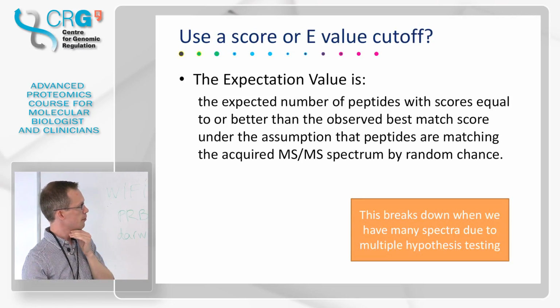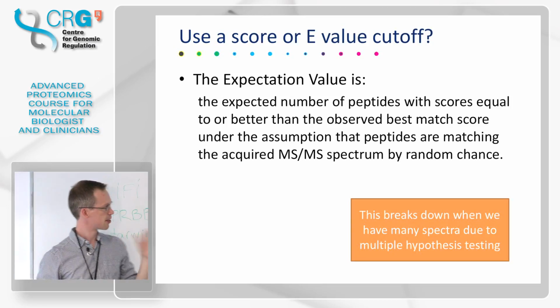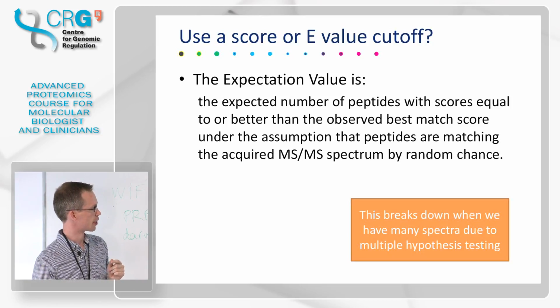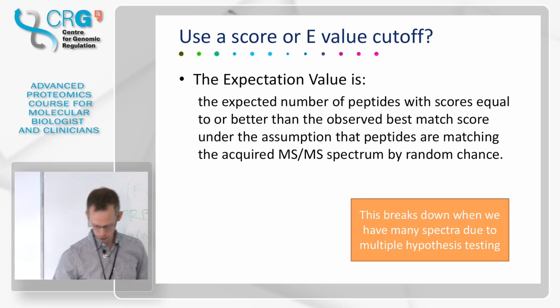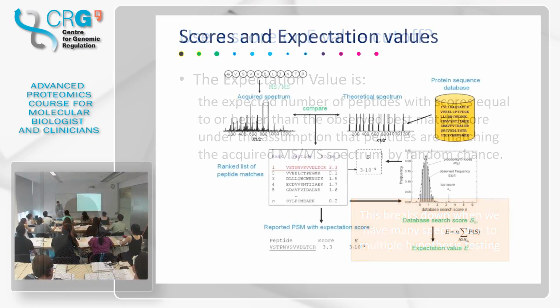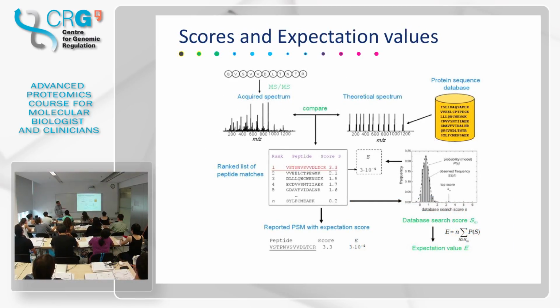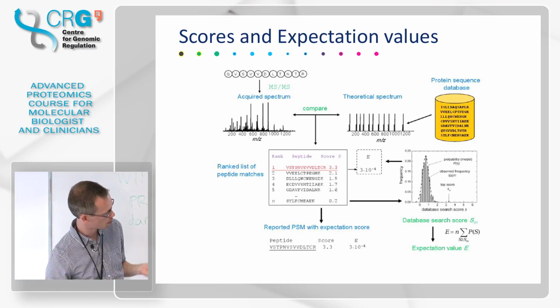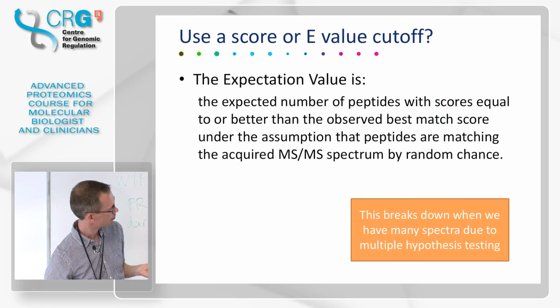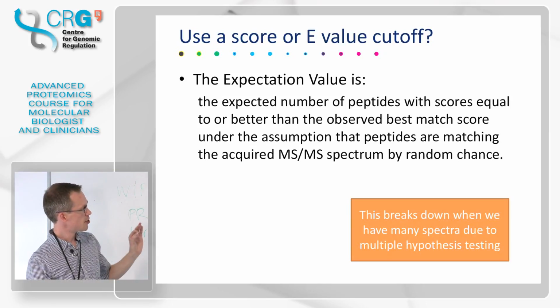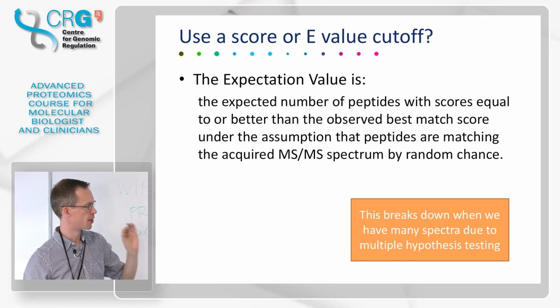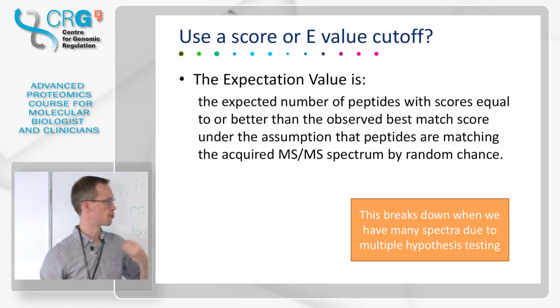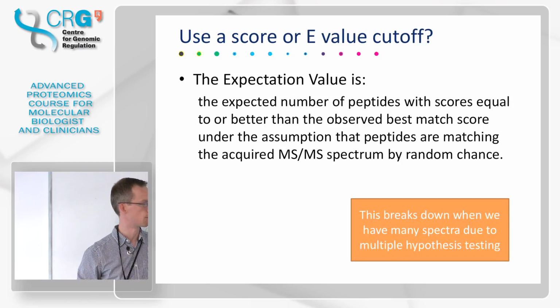So just coming to the expectation value. This is a definition of the expectation value. It comes back to the slide I had two slides ago, this slide here. This is essentially how far this hit is from the rest of the background distribution, seen from a single spectrum. The expectation value is the expected number of peptides with scores equal to or better than the observed best match score, under the assumption that peptides are matching the acquired MS/MS spectrum by random chance.